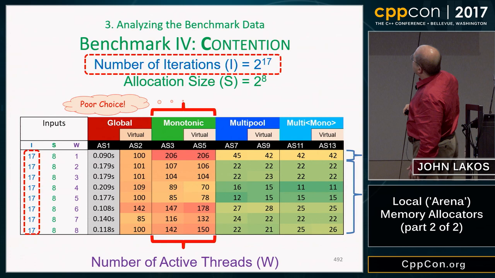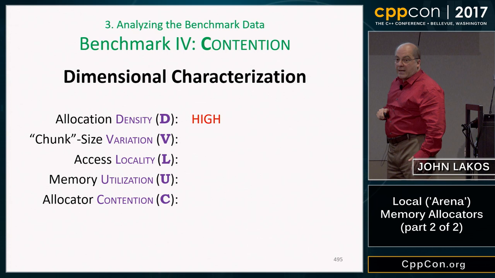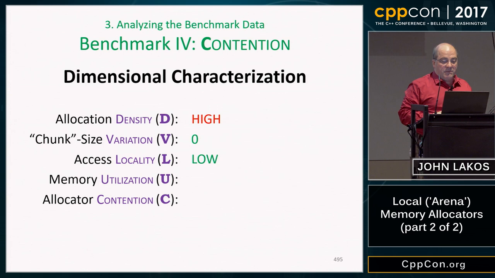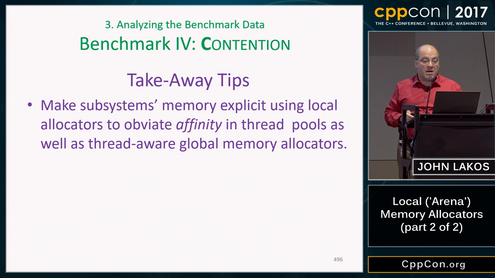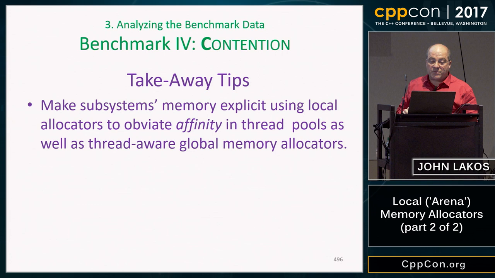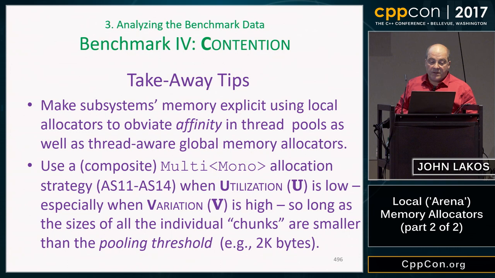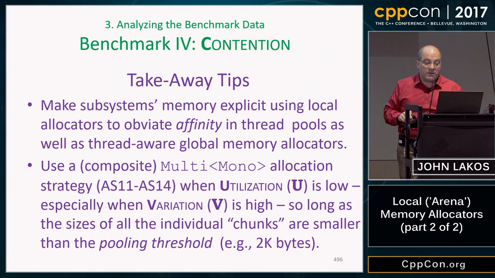But the main point is choose the right allocator for the situation, and allocation density is high, chunk size variation zero, access locality low, memory utilization nil, and contention zero or high is really all there was. This didn't quite follow the same thing. The takeaway tips are make subsystems memory explicit using local allocators to obviate affinity in thread pools as well as thread aware global memory allocators. Second one is use a composite multipool mono allocation strategy, that's AS 11 to 14, when utilization is low, especially when variation V is high, so long as the size of the individual chunks are smaller than the pooling threshold, e.g. 2K bytes. Simple, right?